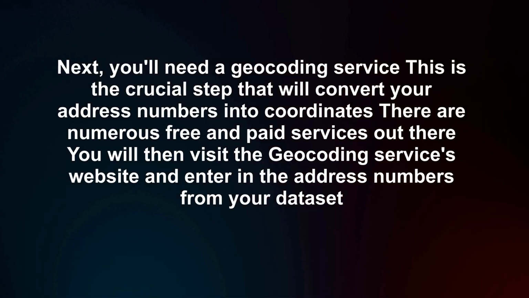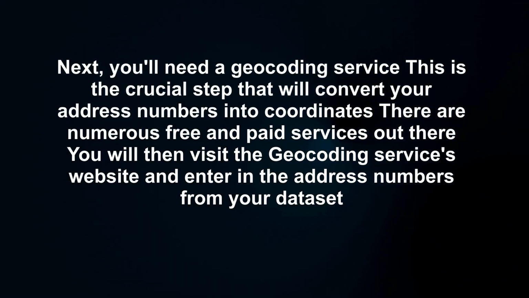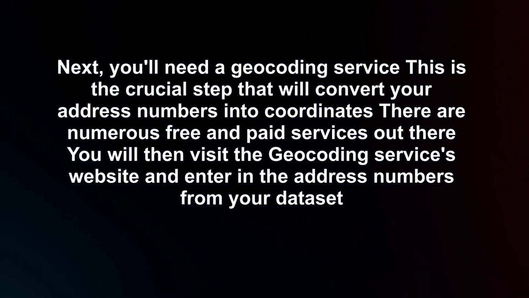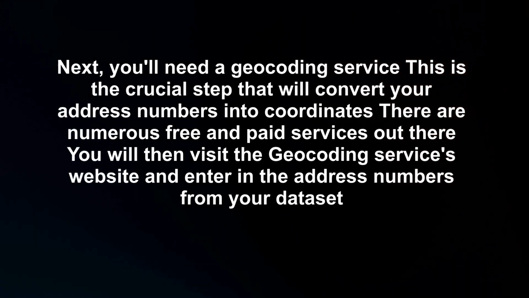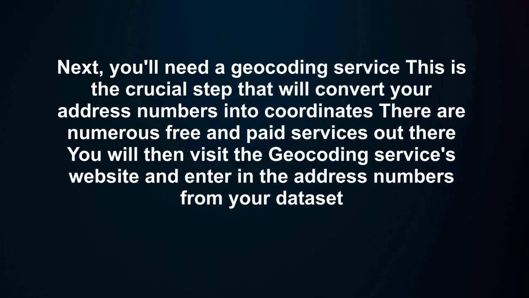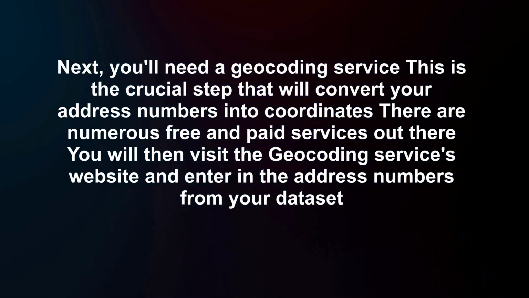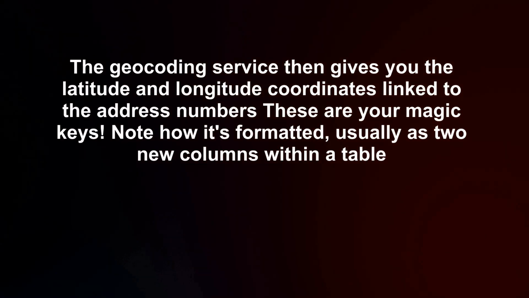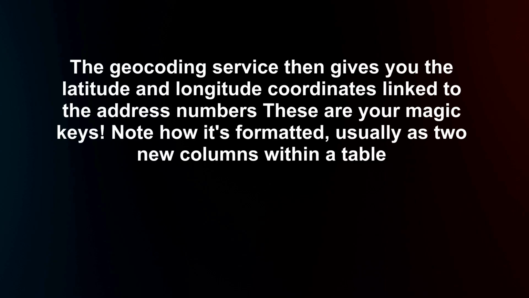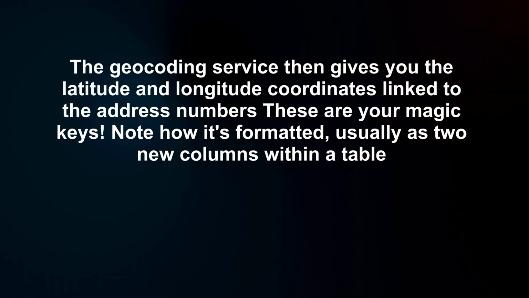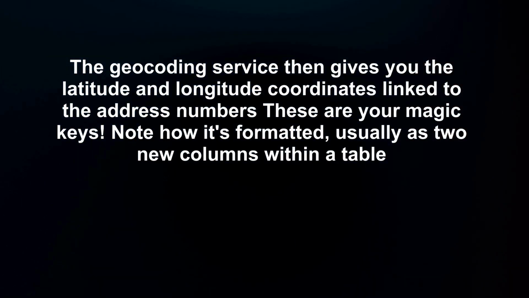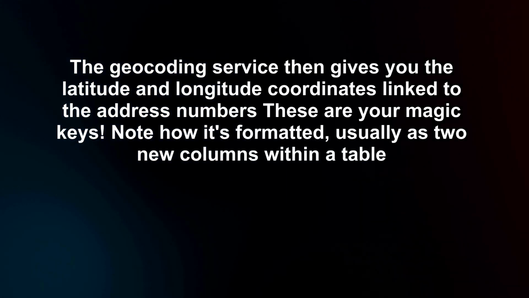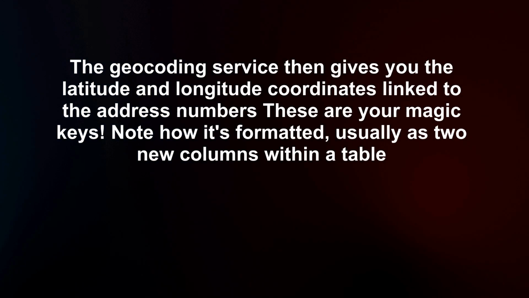Next, you'll need a geocoding service. This is the crucial step that will convert your address numbers into coordinates. There are numerous free and paid services out there. You will then visit the geocoding service's website and enter in the address numbers from your dataset. The geocoding service then gives you the latitude and longitude coordinates linked to the address numbers. These are your magic keys. Note how it's formatted, usually as two new columns within a table.